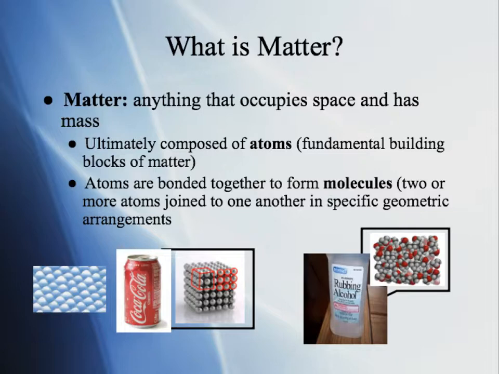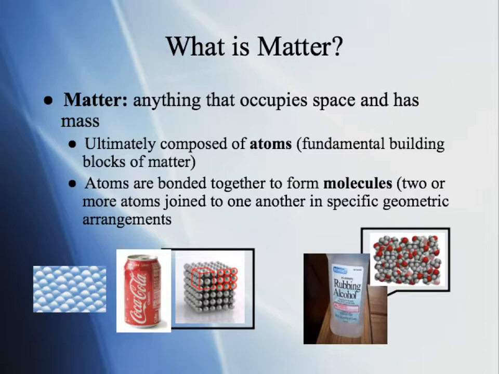So the thing that all matter has in common is that it is made of atoms. Okay, it's very general. But every kind of matter out there has that one thing in common, they're all made of atoms. They may be made of different kinds of atoms, but they're definitely all made of atoms. And usually these atoms are bonded together to form what we call molecules, which are two or more atoms joined together in specific geometric arrangements.